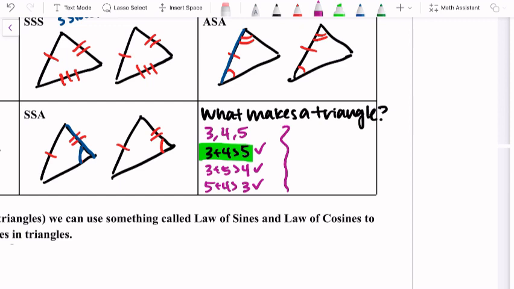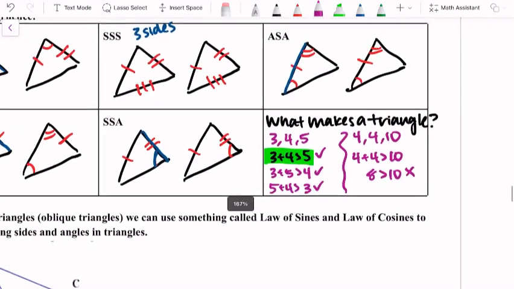So if I have a triangle of 4, 4, and 10, and I take the two smaller sides and add them up, I know that 8 is not going to be greater than 10. So in this case, I would not be able to form a triangle. Okay. Enough of our geometry review.